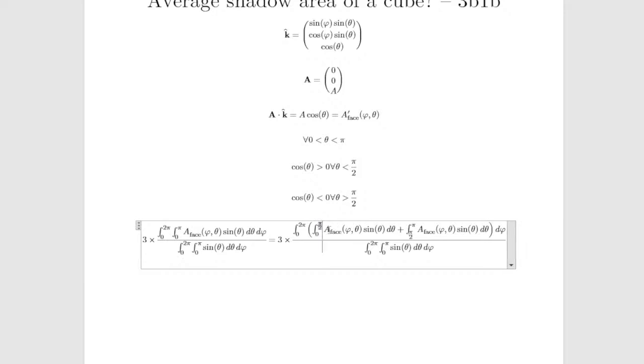But here, if you notice something, I've split this up into two pieces, and in this first piece, cos theta is greater than 0, which means the area of the face is going to be greater than 0, so I can just substitute this in. In the second part, we're going to have the exact opposite. We're dealing with cos theta less than 0, therefore the area of the shadow that I'm calculating is going to be less than 0. And therefore we're going to get something that looks like this.